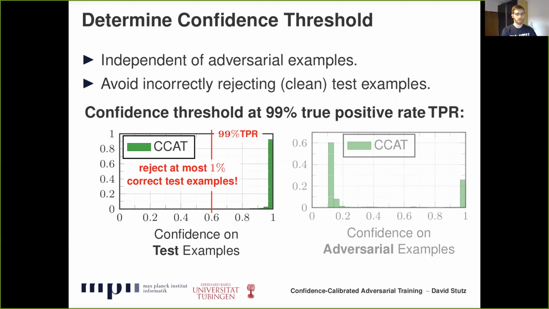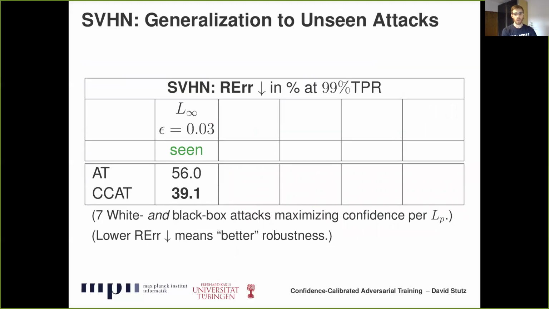So it remains to determine this confidence threshold. And obviously, we want a confidence threshold independent of adversarial examples, and we want to reject as few clean test examples as possible, because rejecting too many clean test examples is obviously unacceptable in applications. So we decided to fix the confidence threshold at 99% true positive rate. And here, true positives are the correctly classified clean test examples. So we want to reject at most 1% of correctly classified test examples.